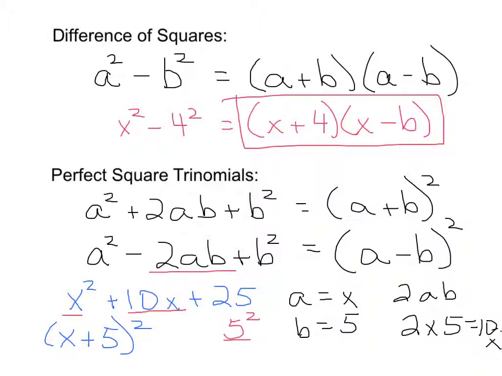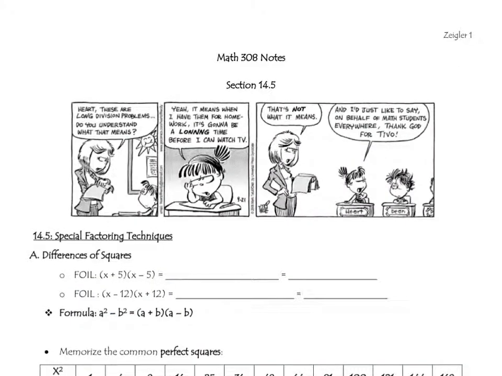Okay, so with that information as an introduction, I want to look over the class notes. Here are the class notes for 14.5, where we're dealing with special factoring techniques. And the special factoring techniques are that when you have the difference of squares, it's going to factor out by adding and then subtracting.